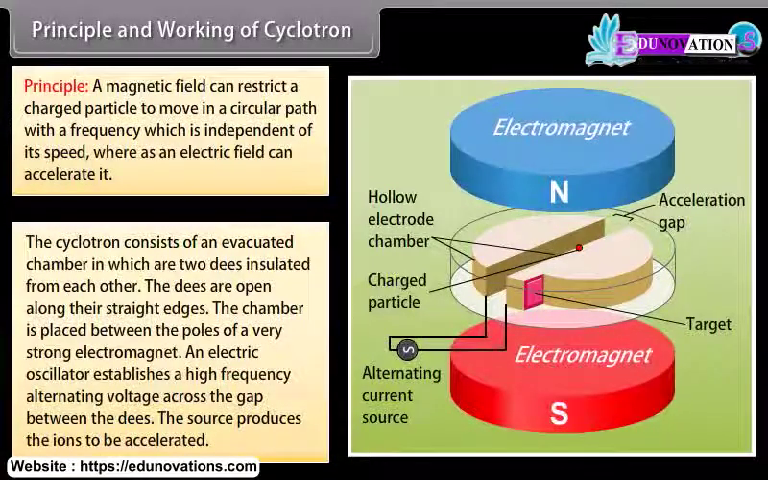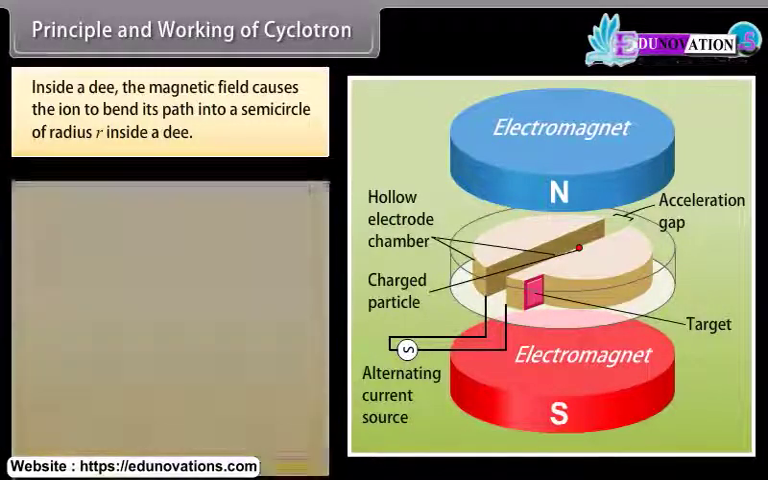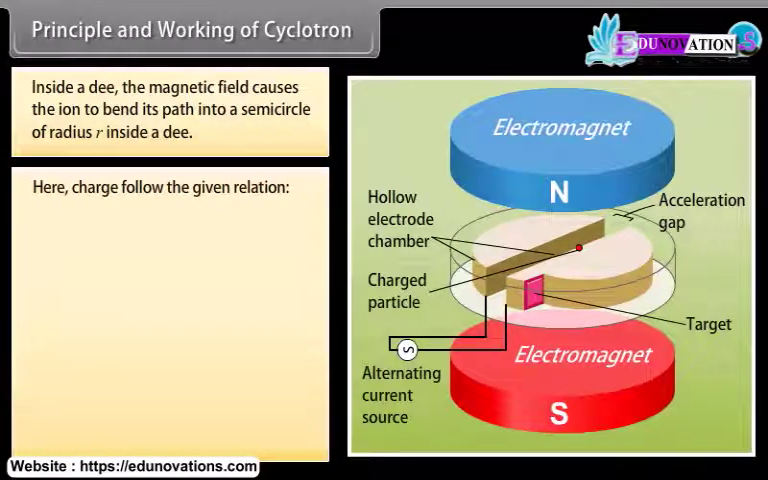An electric oscillator establishes a high-frequency alternating voltage across the gap between the Ds. The source produces the ions to be accelerated. Suppose an ion with a positive charge q and mass m is at the center of the gap when D1 is at negative potential with respect to D2. The ion is accelerated across the gap by the electric field between the Ds towards D1. Inside a D, the magnetic field causes the ion to bend its path into a semicircle of radius r. Here, the charge follows the given relation.